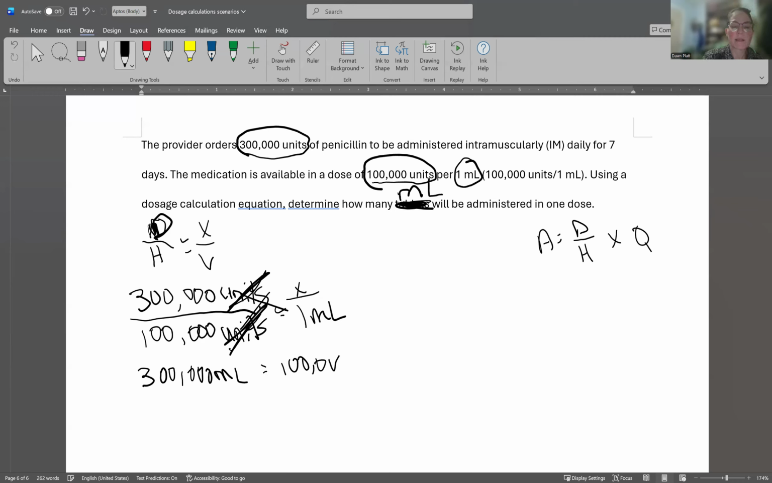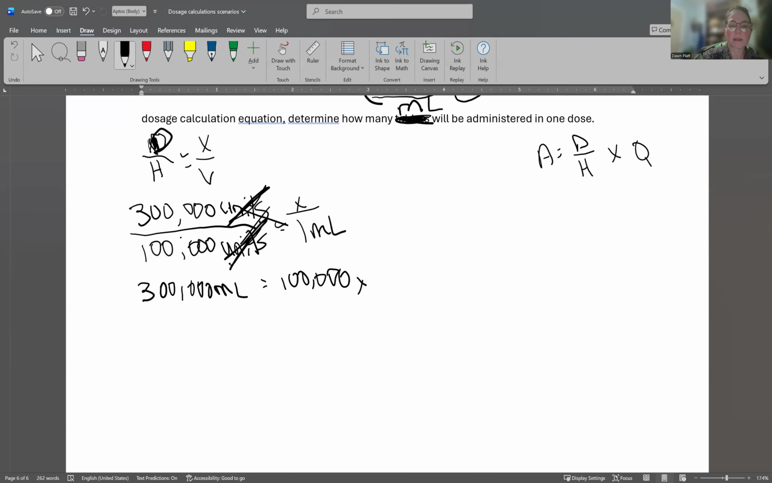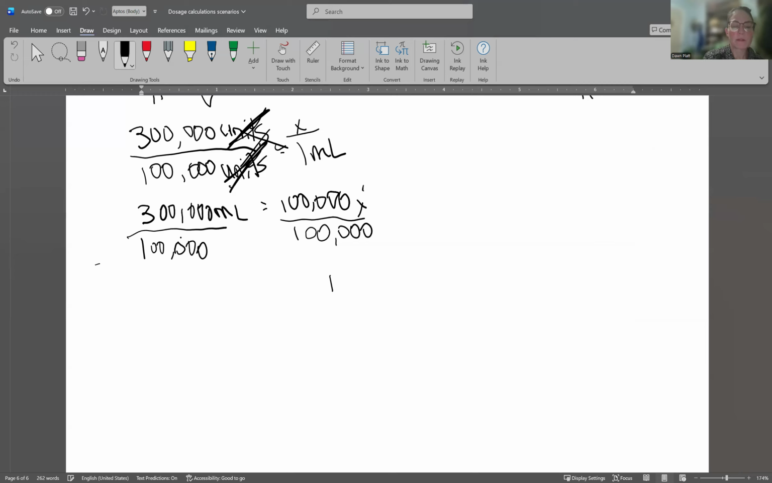100,000 X. And yes, you will see numbers like this. Penicillin is one that is administered in those 100,000 unit dosages. Okay, again, we've got to get the X over here by itself. So you're going to divide by 100,000 and divide by 100,000. Set that up. 100,000, remember 100,000 goes on the outside of the division sign. 300,000.